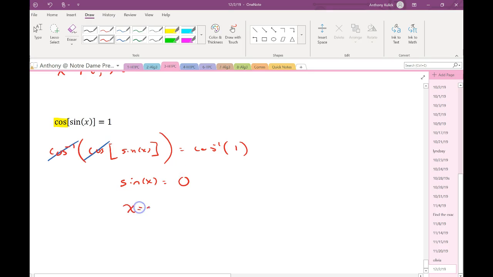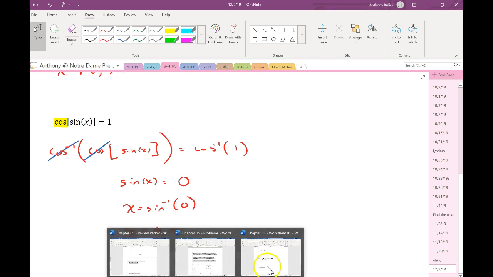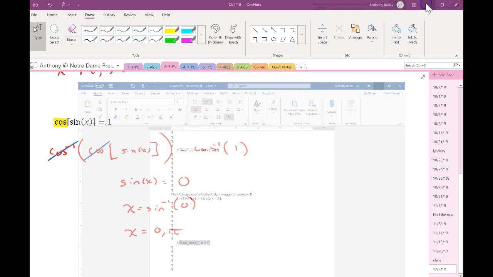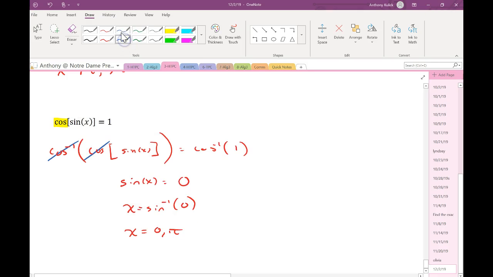And then I do the same thing. So I do sine inverse of both sides. So sine is 0 at exactly 2 places, 0 and pi. And now I don't remember the interval that we're supposed to solve over, so let me go back and check that really quick. All values, okay. Well, this is easy. I can write this as a single answer. I can just say 0 plus pi k, or really just pi k.